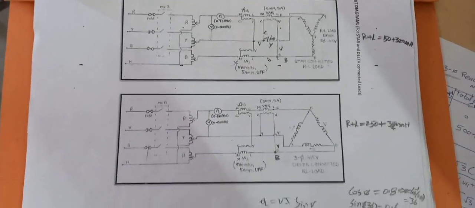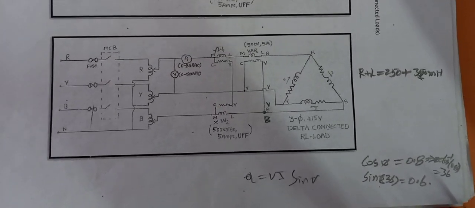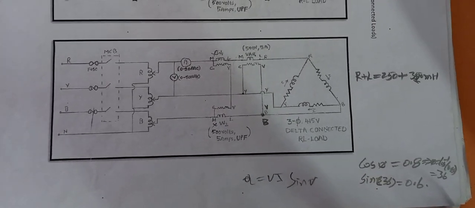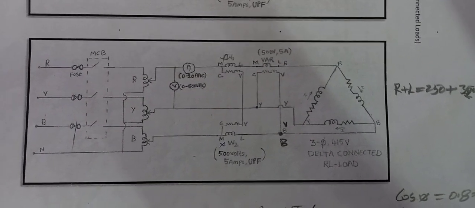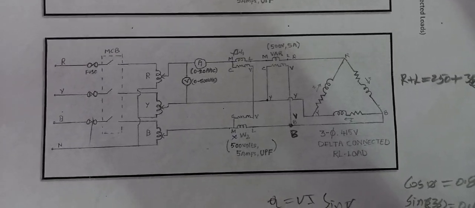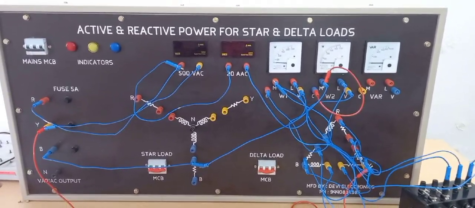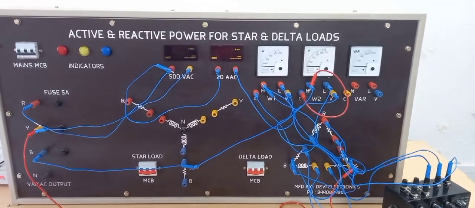Good morning friends. Next our topic is reactive power for star and delta. First we are going to discuss reactive power in star load. This is the actual circuit in delta load reactive power. According to that circuit we are going to connect the circuit control panel here. Active and reactive power for star and delta loads.